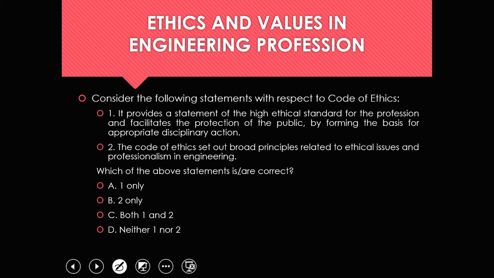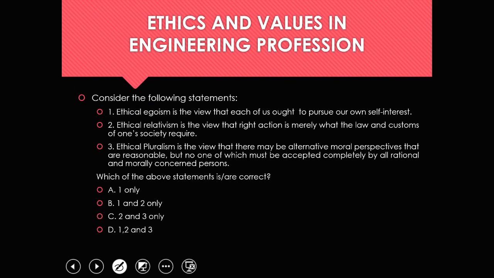Now consider the following statements with respect to code of ethics. It provides a statement of high ethical standards, and a code of ethics is a set of broad principles. Yes. C. Ethical egoism is the view that each of us ought to pursue our own self-interest. This is ethical egoism, which is correct.